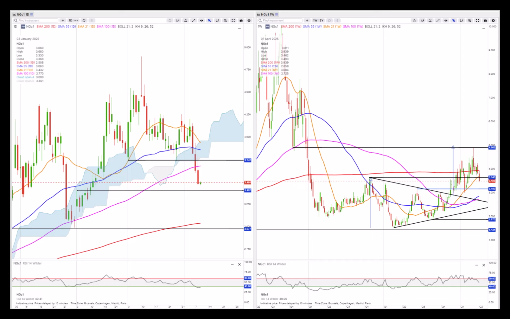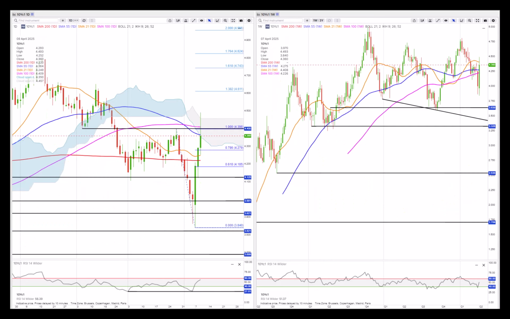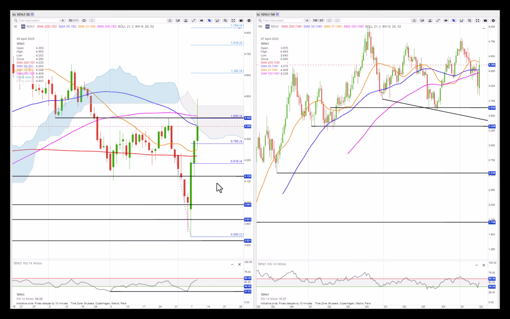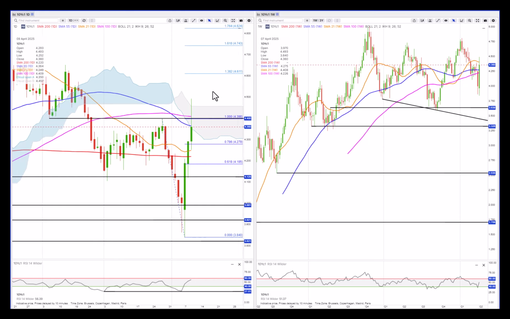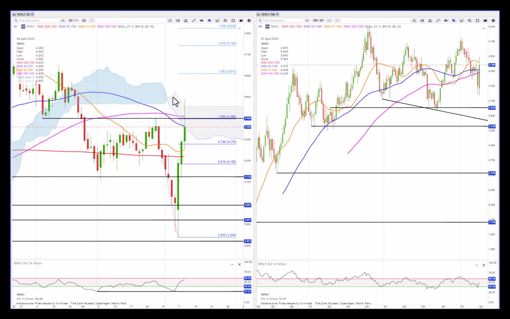Massive move in US yields yesterday. There's been some auctions in the Treasury bonds. Massive move, the 10-year yield spiked almost up to 4.5%, just a fraction below it, to this early morning here. And it's currently trading just below the 55 moving average and below the 440 resistance.